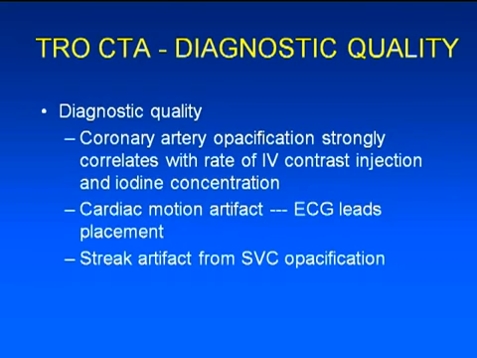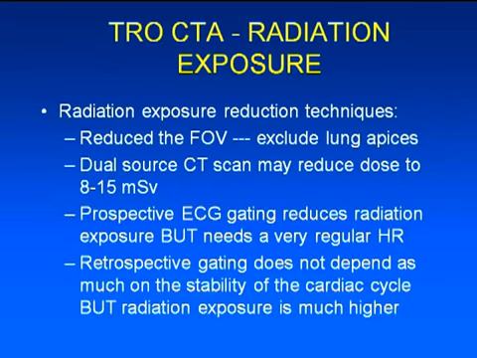In terms of radiation exposure, things that we may do to reduce that, this morning we had a lecture on that already. You can try to reduce the field of view. Some people advocate excluding the apices, since pulmonary embolism is not that common in the apices. This is not a lung CT screening, so you don't really need the apices, but they may happen. So it's all a weighing of benefit and risk. If you have a dual source, that's better. You can reduce the dose to 8 to 15 millisieverts.